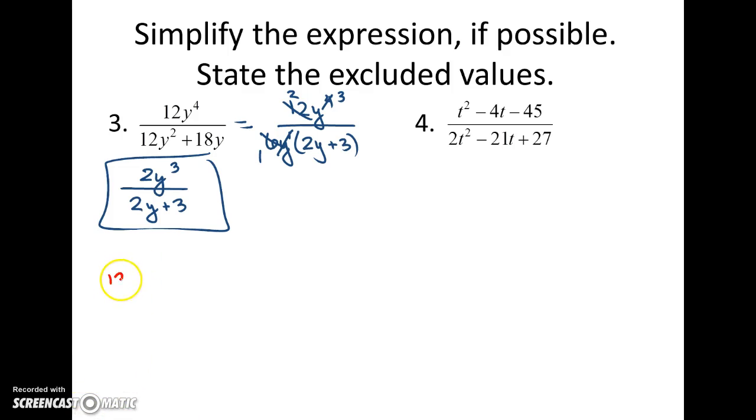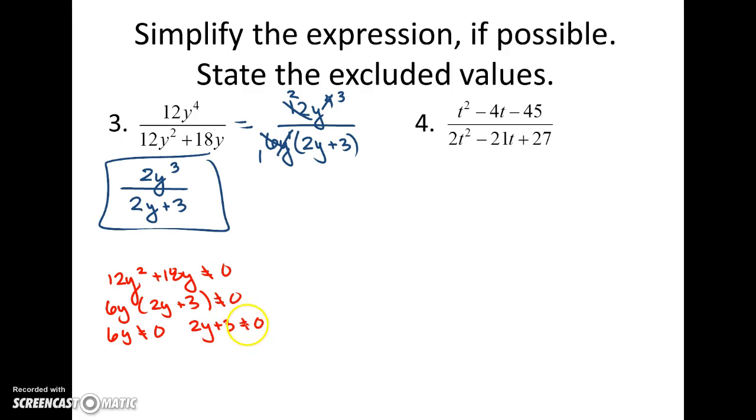So excluded, 12y squared plus 18y cannot equal 0. Typically I would just subtract 18y or 18, but because this y is there, no can do. So I'm going to factor it, which we already did here. We know it's 6y times 2y plus 3 cannot equal 0. Then, like you did for the previous one, you're going to set each one not equal to 0. 6y cannot equal 0. 2y plus 3 cannot equal 0. I pretty much use this just like I would an equal sign, but I'm trying to emphasize the fact that it's a no can do type of situation.